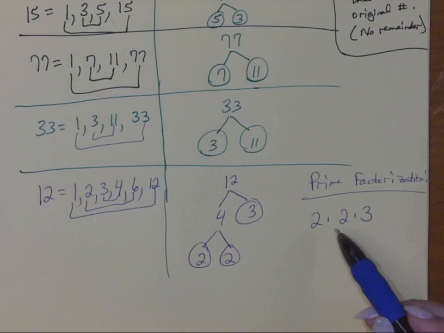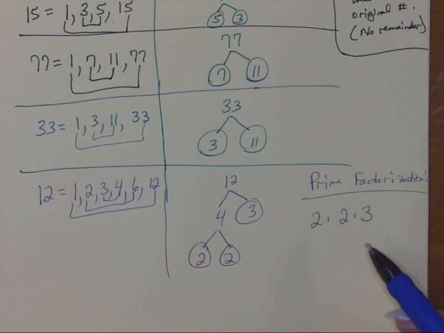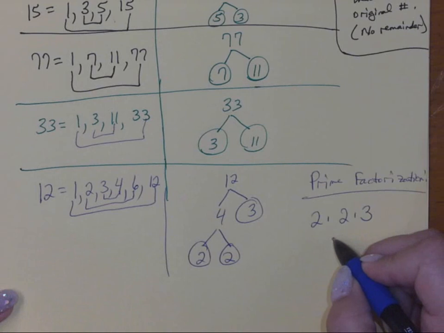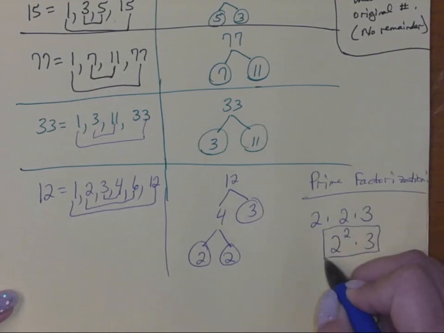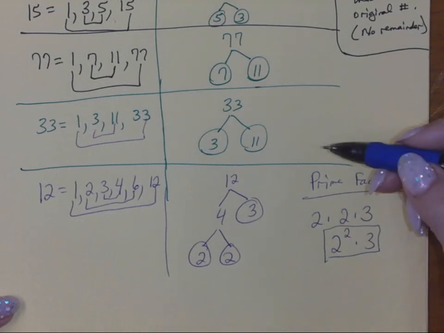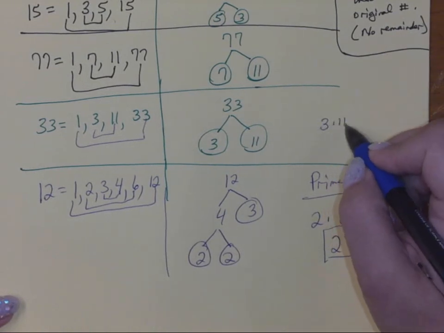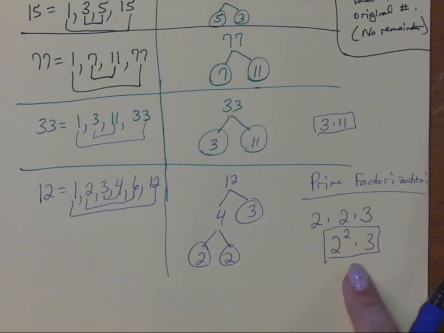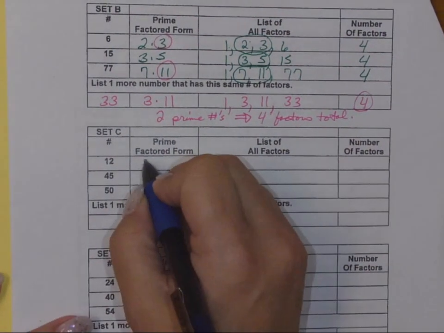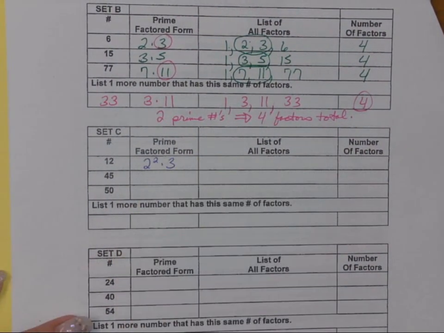But a lot of times I don't want to leave this like this because I'm going to say, hey, wait a minute, that 2 is being repeated. So instead of that, I'm going to use my exponents. That's one of the things about a prime factorization. That's 2 squared times 3. That's its prime factorization. All of these up here were easy because that was just 3 times 11. That's an easy prime factorization, right? But this one's a little more complicated because it does have the exponent. So I say its prime factored form is 2 squared times 3.